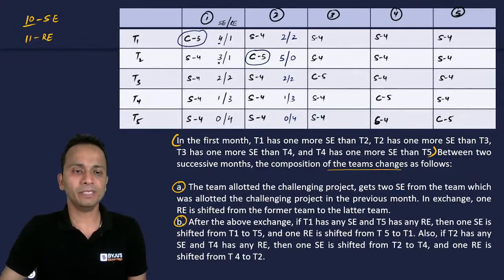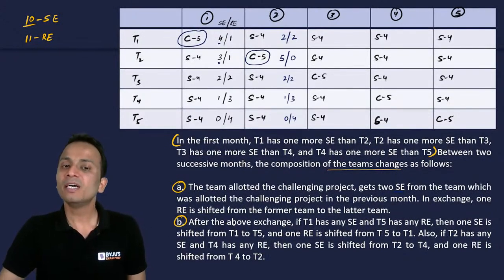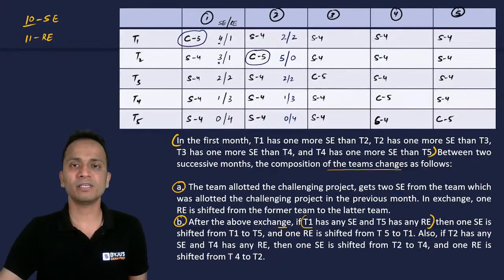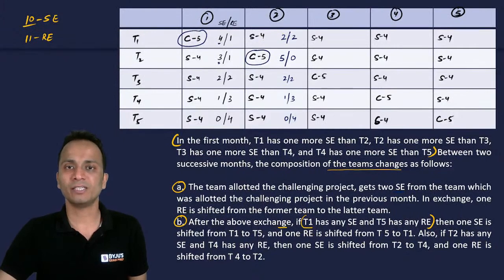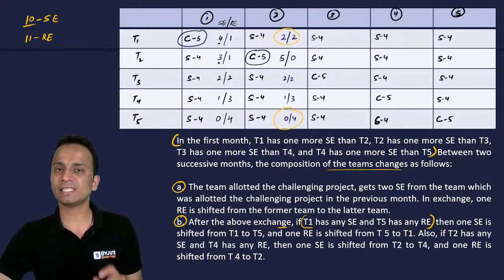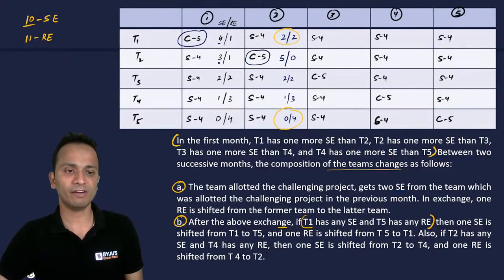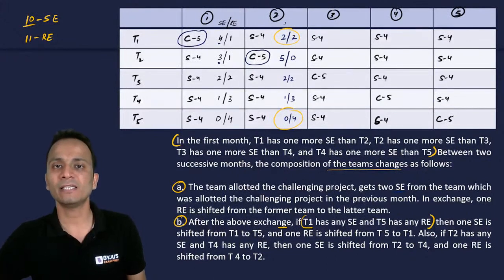लुक एट पॉइंट बी. Look at point B. After the above exchange, if T1 has any SE and T5 has any RE. देखते हैं after the exchange in second month, T1 and T5 को देखना है. So T1 and T5. Yes, T1 has SE है उसके पास और T5 के पास RE. Yes, they have. So SE RE कैसे है? SE is the first term number and RE is the second number.